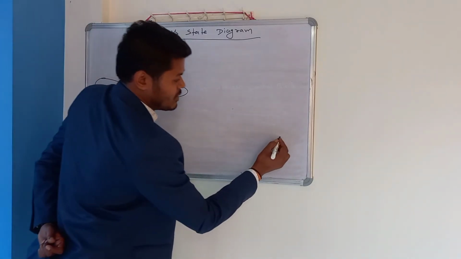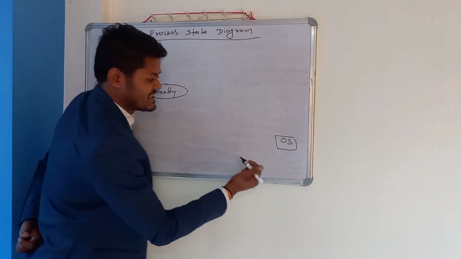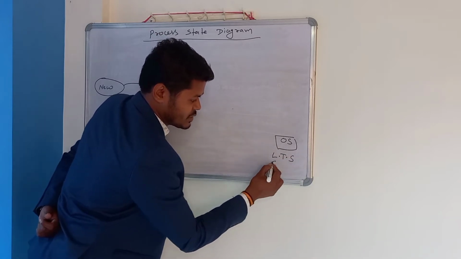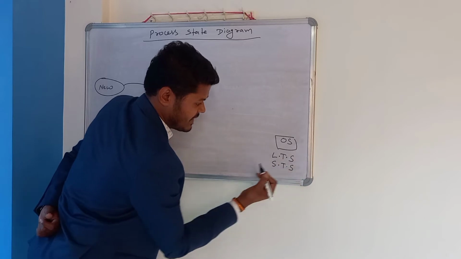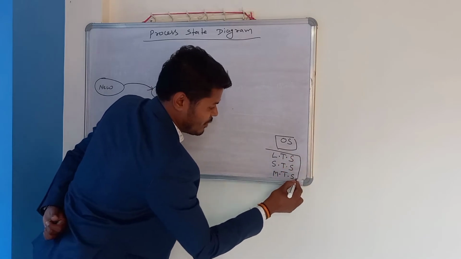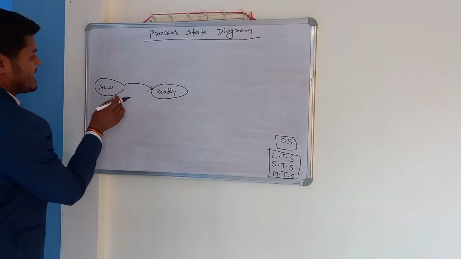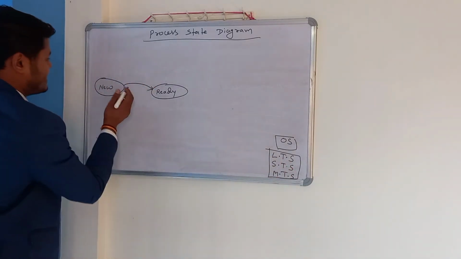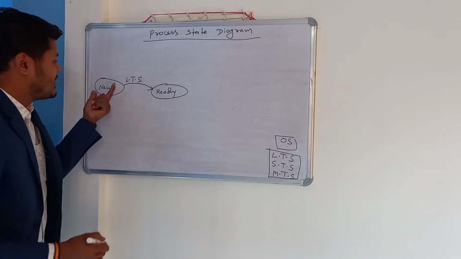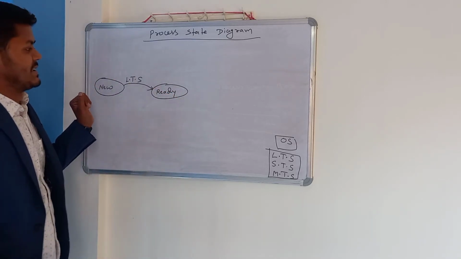See, in OS, in operating system, there are three types of scheduler: long term scheduler, short term scheduler, and mid term scheduler. We'll see the work of all three one by one. So LTS, the long term scheduler, is responsible for bringing a new process to the ready state, from new state to ready state.